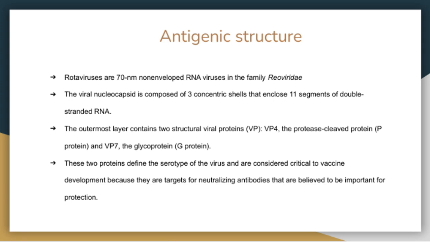Essentially, by recognizing these proteins, our immune system can prevent the virus from causing disease. So, understanding the antigenic structure of these proteins helps us grasp how vaccines work and why they're effective. It's a great example of how detailed structural knowledge directly informs our strategies for protection against rotavirus infections.